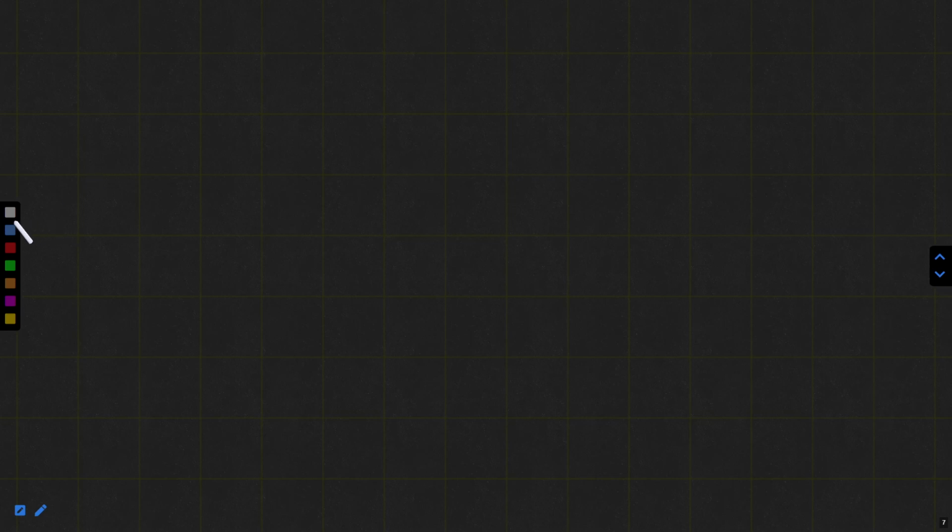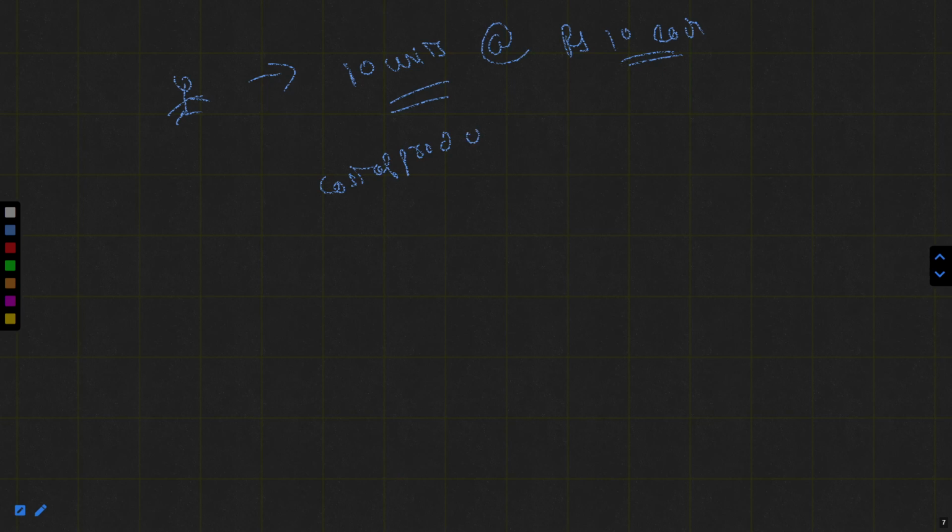Suppose this is the person who is investing, or you can say who is producing, 10 units at rupees 10 each. So you can say the cost of production will be rupees 100. That's it. This is the first case.